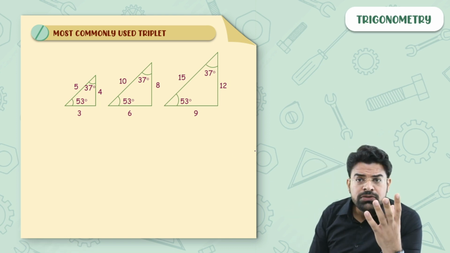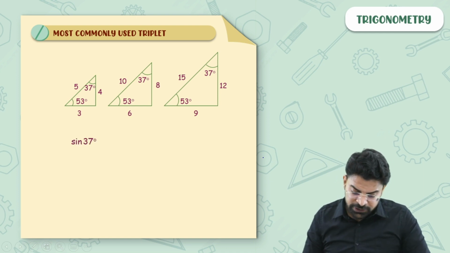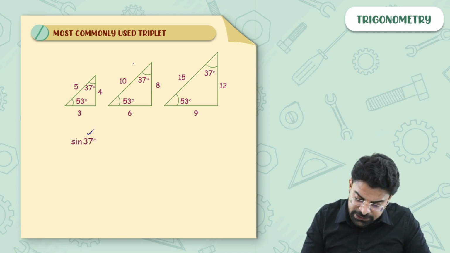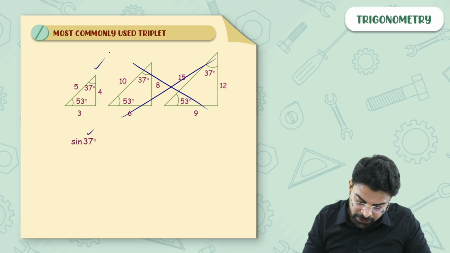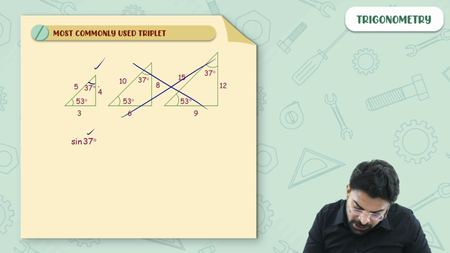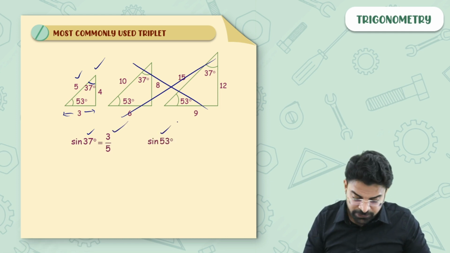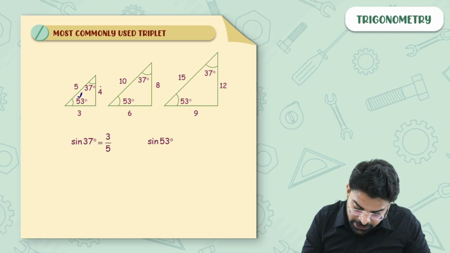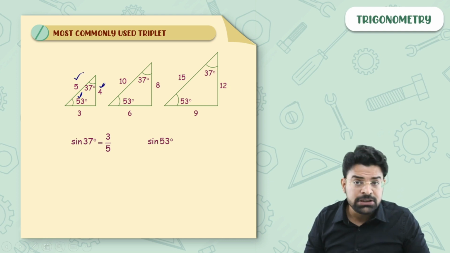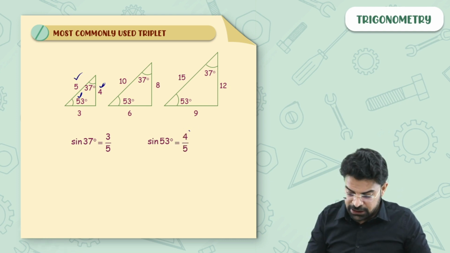So now the question is, what is the value of sine 37? First of all, let's see sine 37. Forget the other two, focus on the first triangle. For the angle 37, the perpendicular is 3 and hypotenuse is 5. So sine 37 has to be 3 by 5. What is the value of sine 53? For 53 degree, perpendicular is 4 and hypotenuse is 5. So sine 53 degree has to be 4 by 5.